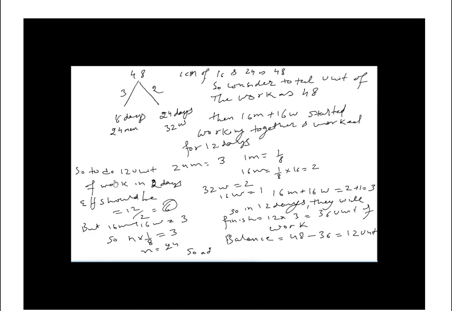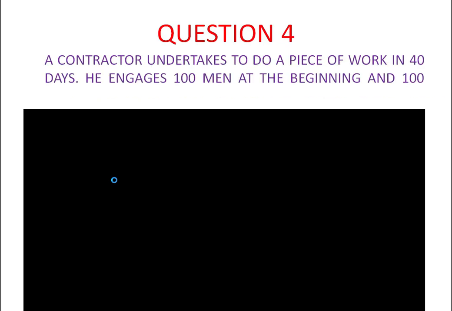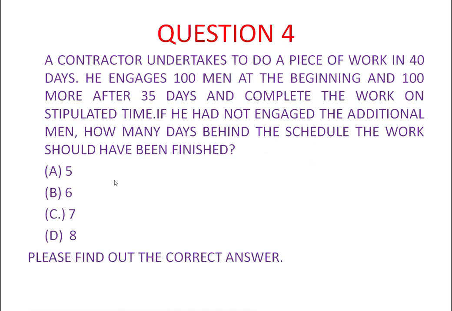Now we will move to question number 4. A contractor undertakes to do a piece of work in 40 days. He engages 100 men at the beginning and 100 more after 35 days and completes the work on the stipulated time. If he had not engaged additional men, how many days behind the schedule should the work have been finished?